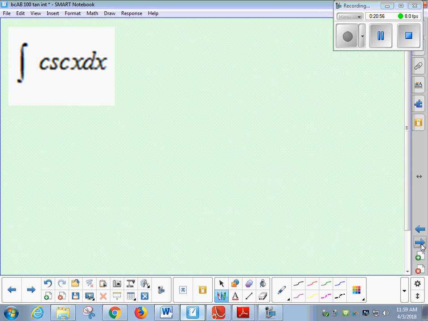Your notes. Try the next one, please, on your own. You might consider it negative. If your first thought is that the derivatives here involve a negative, you might need a negative in there because these derivatives involve negatives.